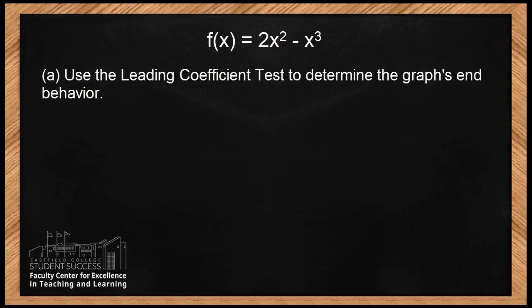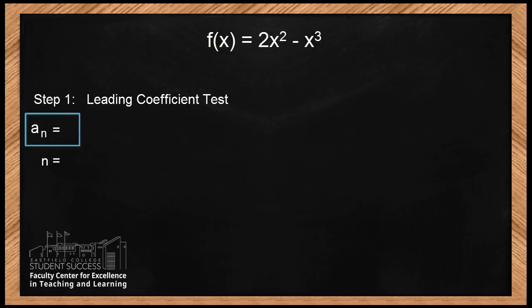Well, the leading coefficient test involves two parameters. The first one is the leading coefficient itself, and the second component is the highest exponent of the function. Now let's look at our function. Notice how our function is written where the first term actually has a smaller exponent. So make sure when you're looking at the function, look at it very carefully. Find the term that has a variable with the highest exponent. In our case, the second term has the highest exponent, with n equals 3, and a sub n, the leading coefficient, equals -1.